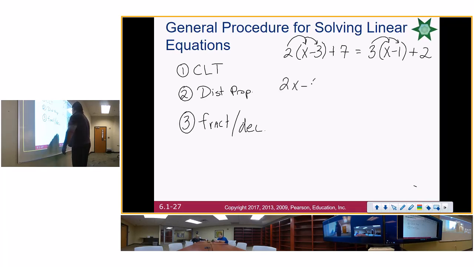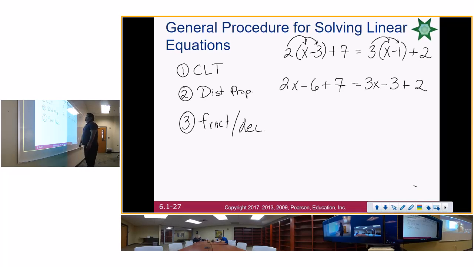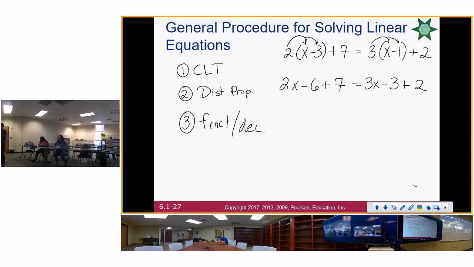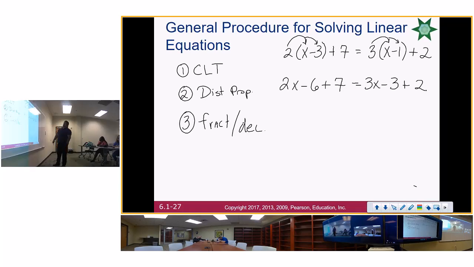2x minus 6, or 1, is equal to 3x minus 3 plus 2. What's the most common mistake students make on this problem right here? Anybody want to take a guess? No? They forget to distribute to the 3 and to the 1. That's what they forget. Now you have the problem that you had before.